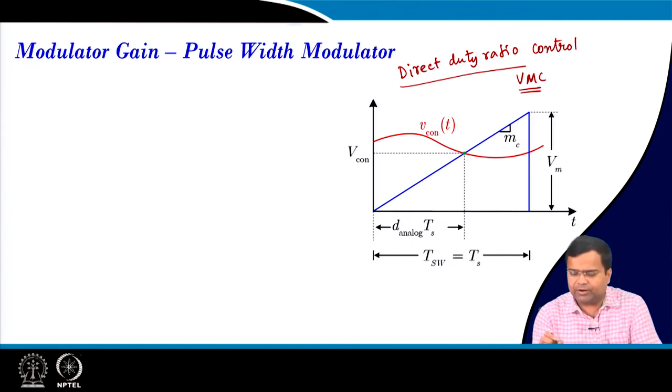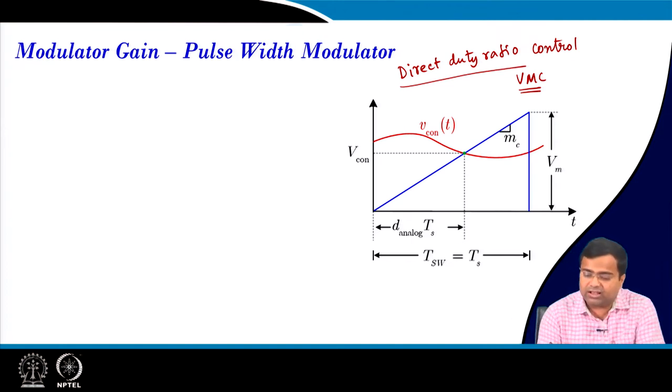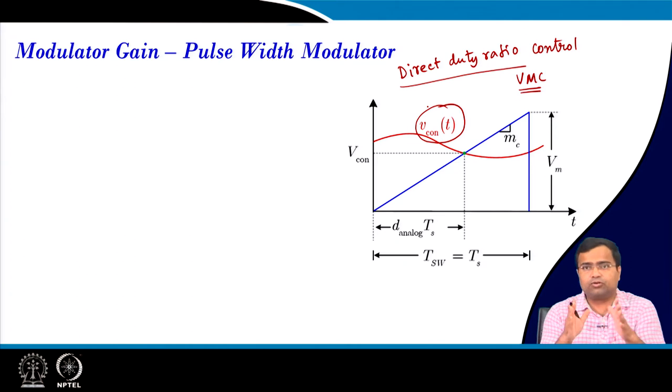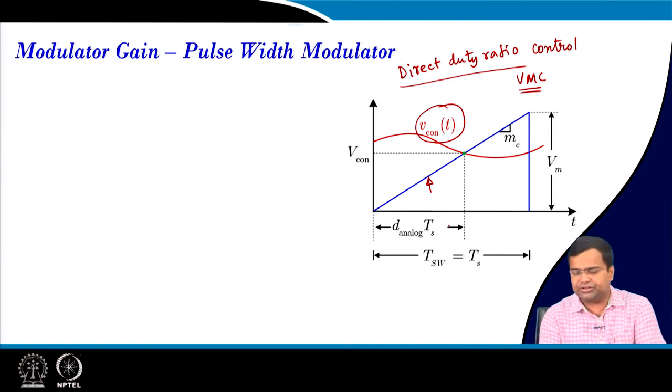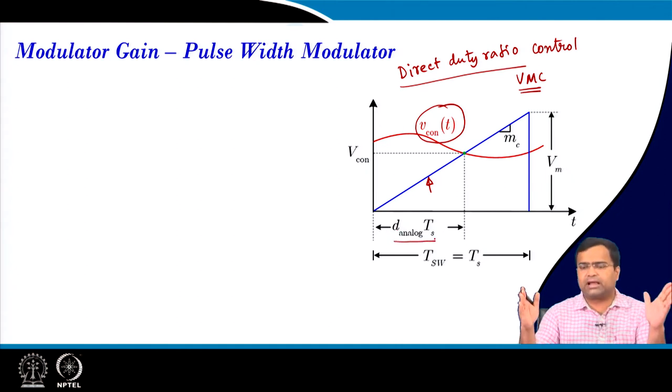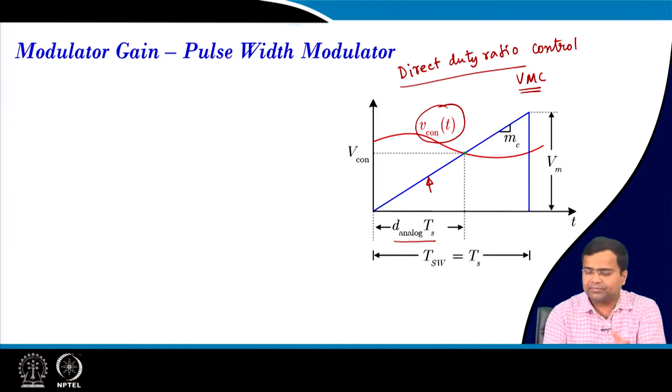So, our control voltage, typically the output of the voltage controller, is coming from the outer loop, and this is compared with the sawtooth waveform. Wherever they intersect, that represents the duty ratio, because it is D analog into TS. TS is the total time period, which is also the switching period, and D analog, as we are talking about analog control.